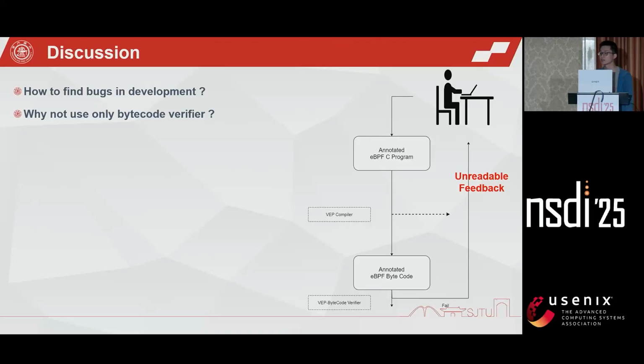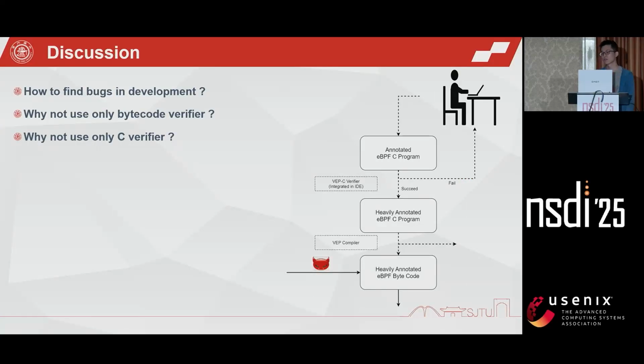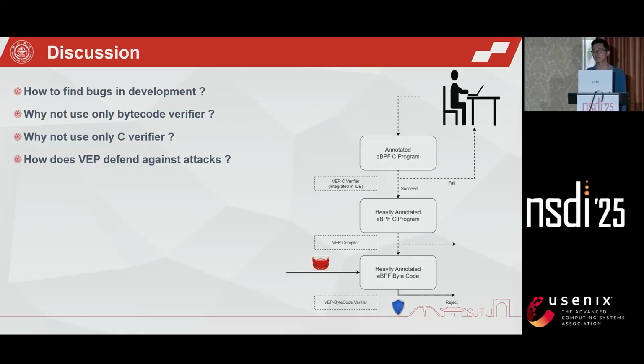Next, regarding the choice of the verifier, why doesn't VEP just use the bytecode verifier alone? It is because of the feedback. So why doesn't VEP just use the C verifier alone? Because the C verifier cannot run in kernel space due to its overhead. But user space operation opens safety holes. Verified programs can be altered by malicious users. To address this, VEP's bytecode verifier serves as a final safeguard by verifying whether the annotations match the actual code.